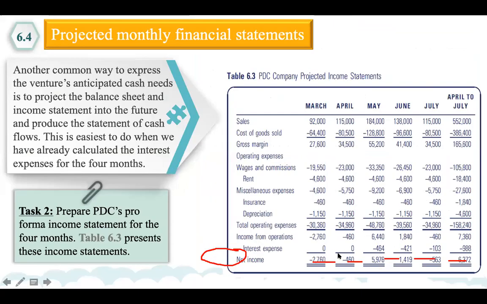So for April, we have a negative net income equal to $460. This means that this deficit or this loss will be taken from the equity.